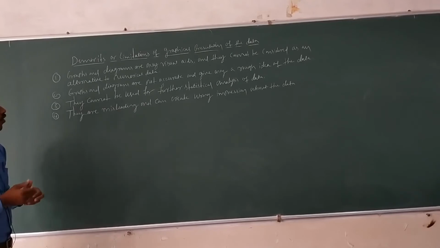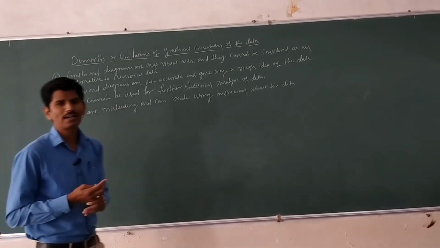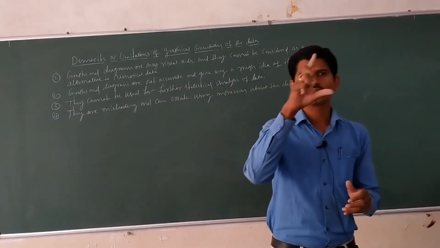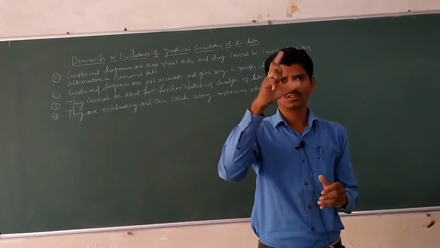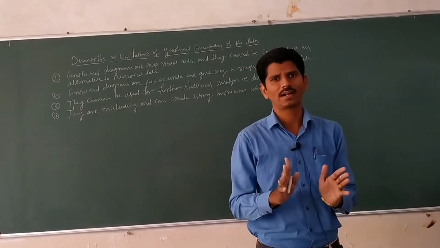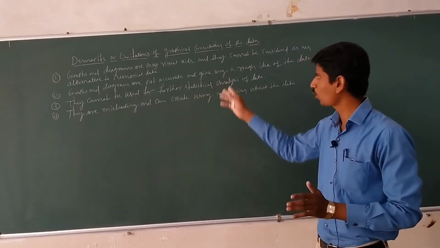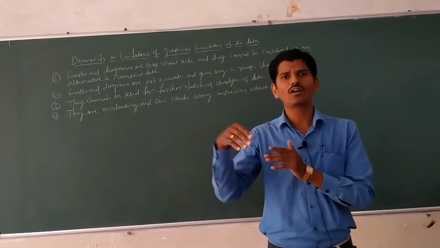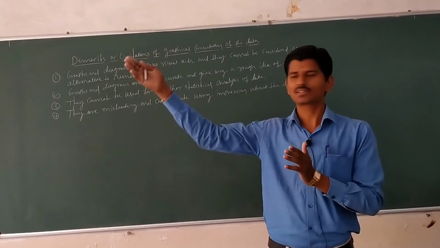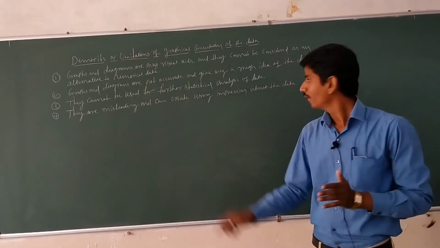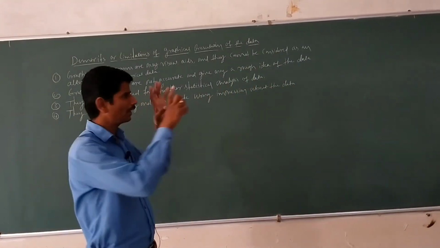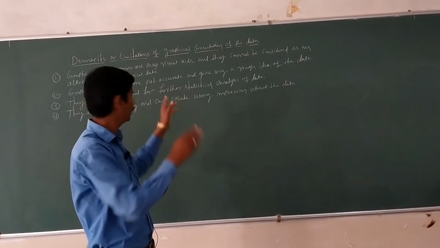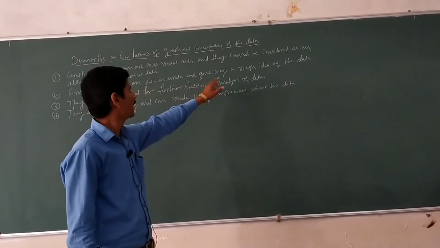Second, graphs and diagrams are not accurate and give only a rough idea of the data. They are not accurate compared to classification and tabulation. Classified, tabulated data is almost 100% correct. Different persons may draw different diagrams or graphs. Diagrams are not accurate; they only give a rough idea and look good to see.